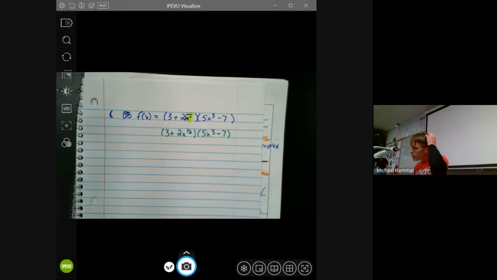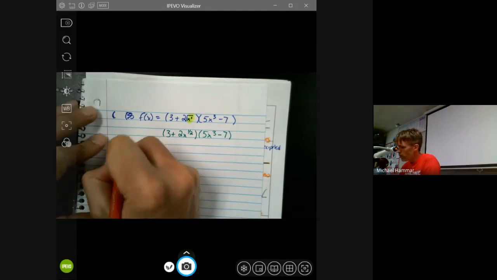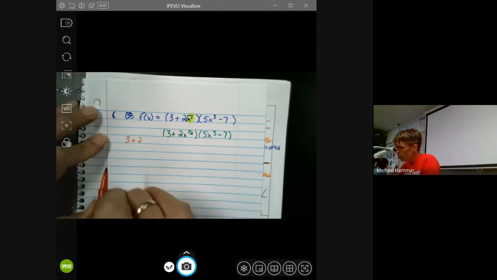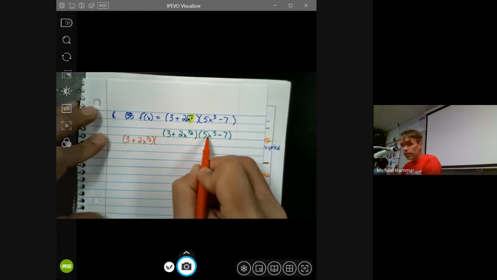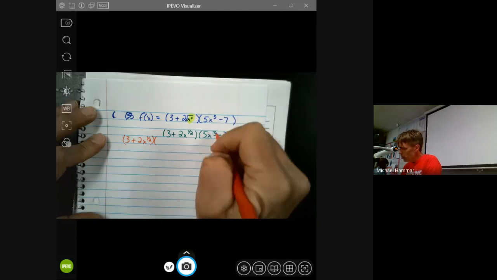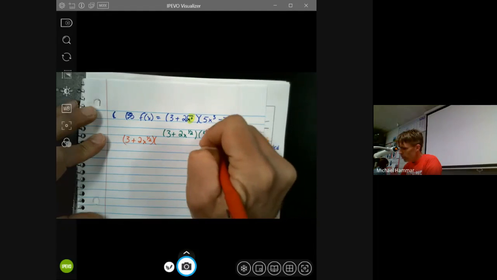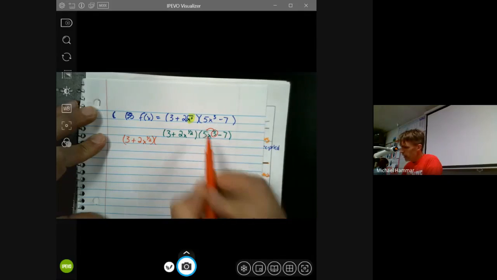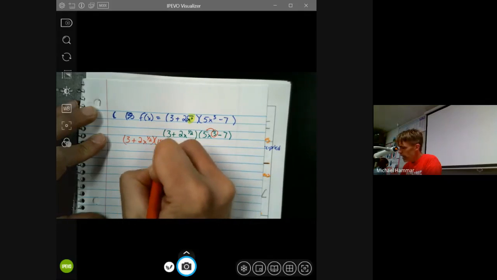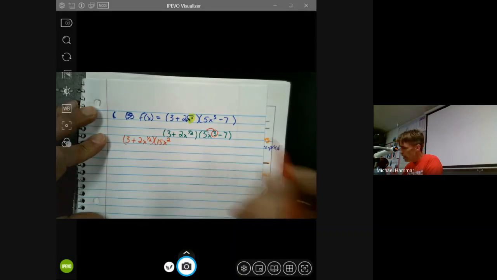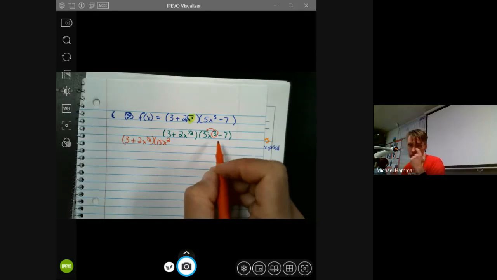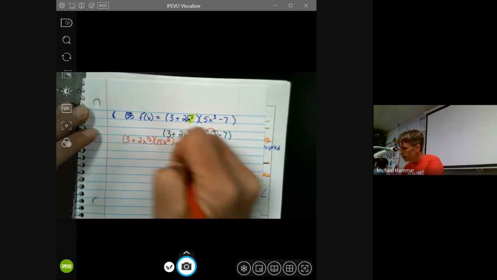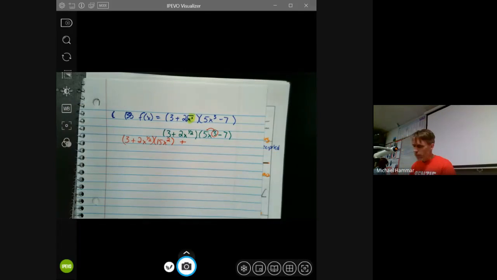It's going to be the first. So we're going to start with 3 plus 2 times x to the 1/2 times the derivative of the second. The derivative of the second, we have to use the power rule. So it's going to be 3 and 5, so that's going to be 15x squared. And then minus 7. Well, it's a constant. Remember, anytime you take the derivative of a constant, it's 0. So that's the first thing you do. So it's first times the derivative of the second.